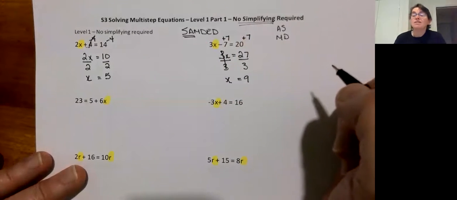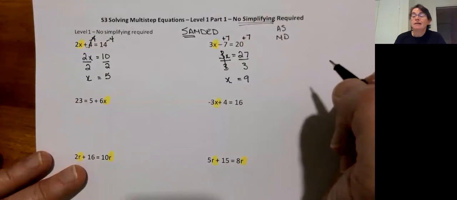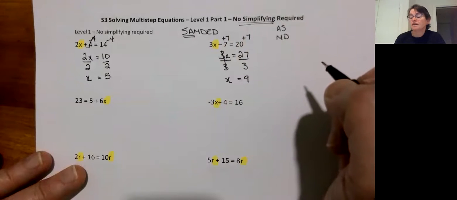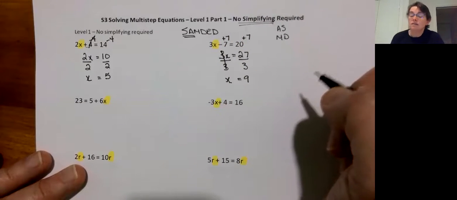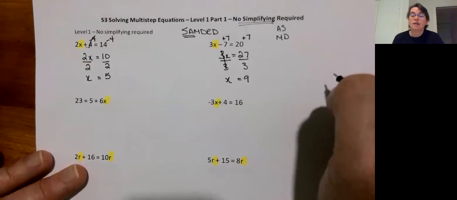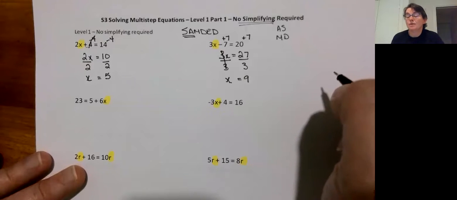For these first ones, honestly, if you're doing them, your answers are probably going to be whole numbers all the time. If they're not, I would go back and check whether you use an answer key or whether you do an actual check. As time goes on, there'll be equations that don't have whole number answers, and that's okay too.